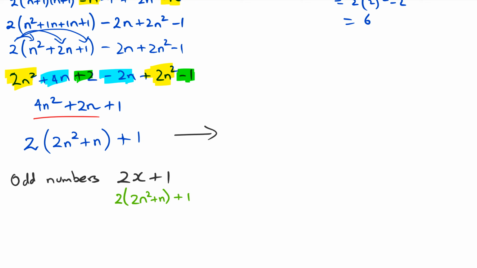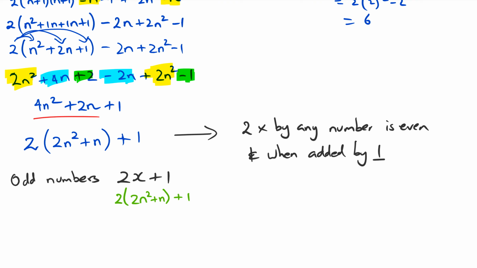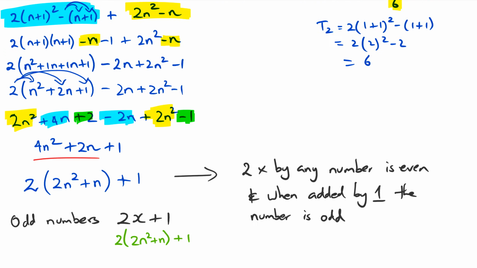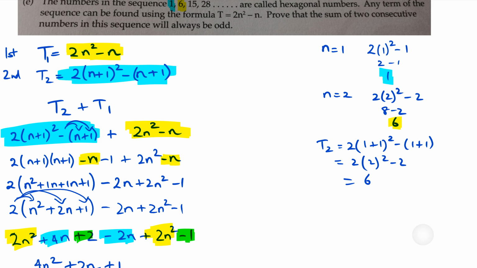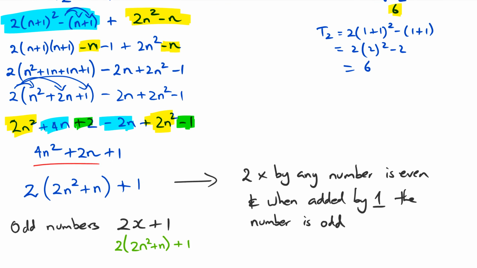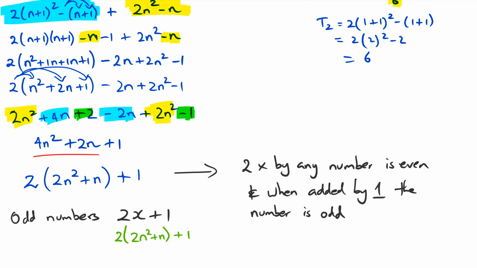So from here, you could say 2 multiplied by any number is even, and when added by 1, the number is odd. This is another way you could do it as well. So that's what the question's asking: prove the sum of two consecutive numbers in the sequence will always be odd. And that's what we've done here, guys.